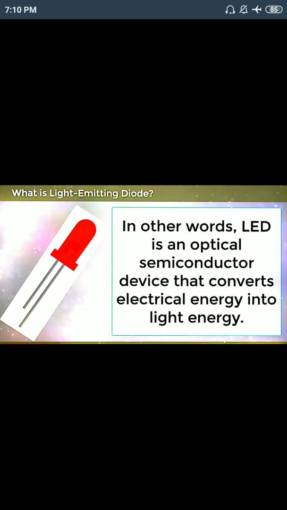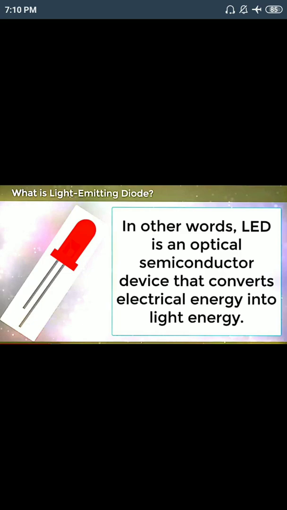That's why we can say that this is an optical semiconductor device that converts electrical energy into light energy. So how do we define the light emitting diode? LED stands for light emitting diode. It operates in the forward bias region. It has two legs, one is a short leg, another one is a long leg.